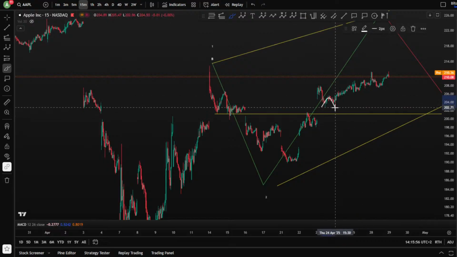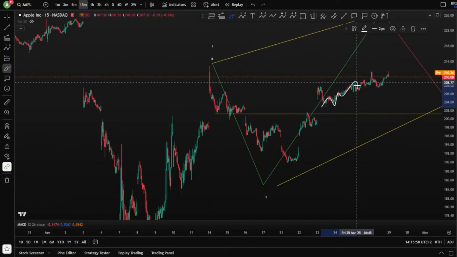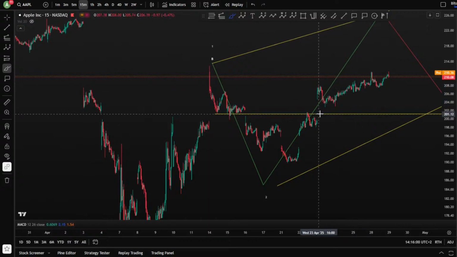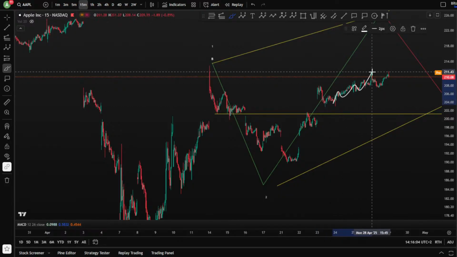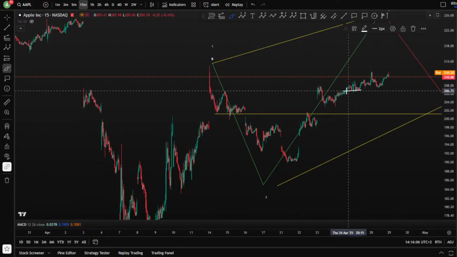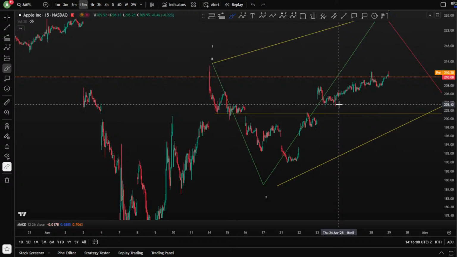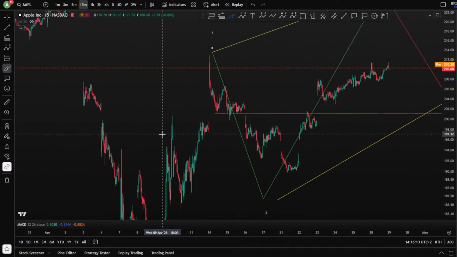Or let me check 1, 2, 1, 2, 3, 4. Yeah, invalidation again. There is no impulse here. This is a problem. You cannot count 1, 2, 3, 4, 5. Wave 4 interfered with the zone of wave 1, but I'm going to check in depth later on and make a video for Apple.